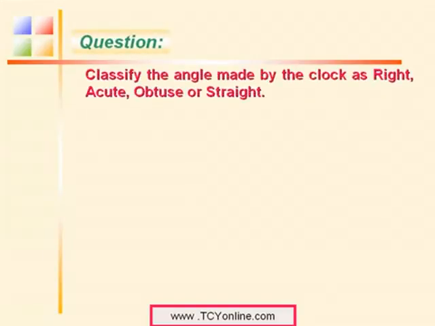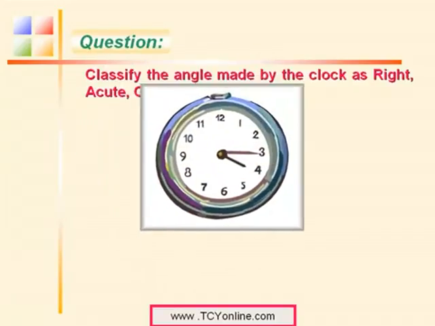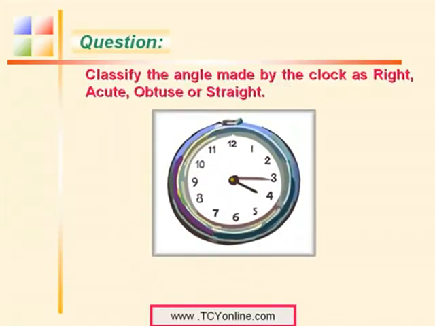Now after learning about different types of angles, let's try these questions. It says classify the angle made by the clock as right, acute, obtuse or straight. Look at the clock. It shows the time of 4:15. Look at the hour hand and the minute hand. It appears to have a measure less than 90 degrees. So that means we can say that this angle is simply an acute angle.